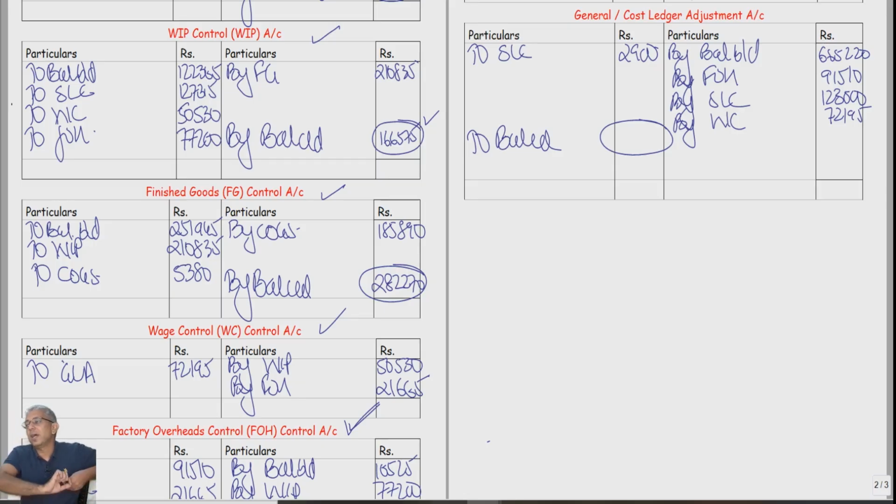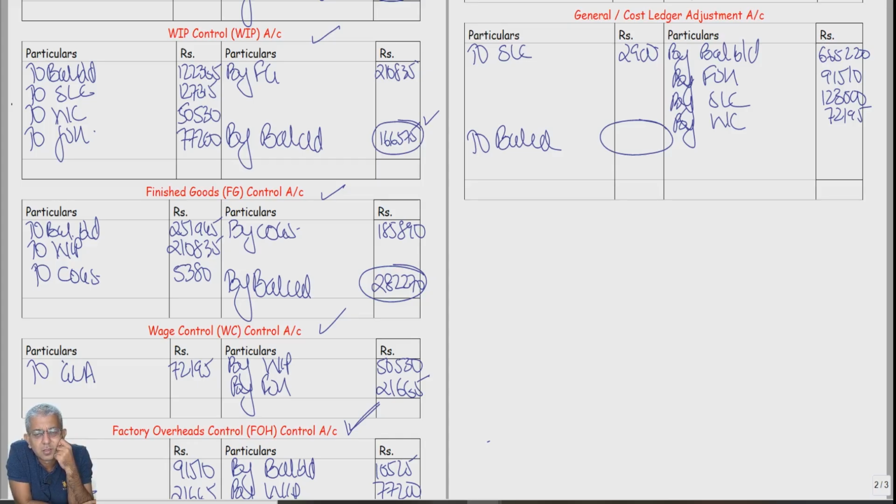You cannot do that. That is what I told. If nothing is told, you do whatever was done in the last period. So that is whatever I told. Not for factory overhead, I'm talking about cost of sales. Cost of sales. So where will I take it? Where will I take the balance?